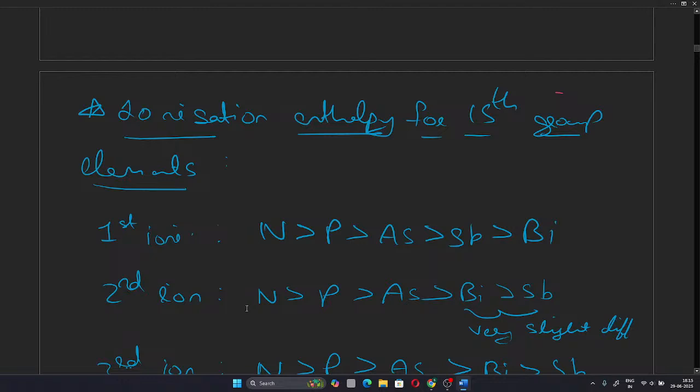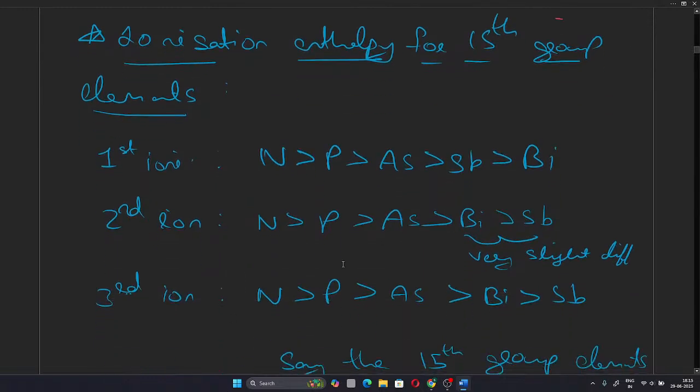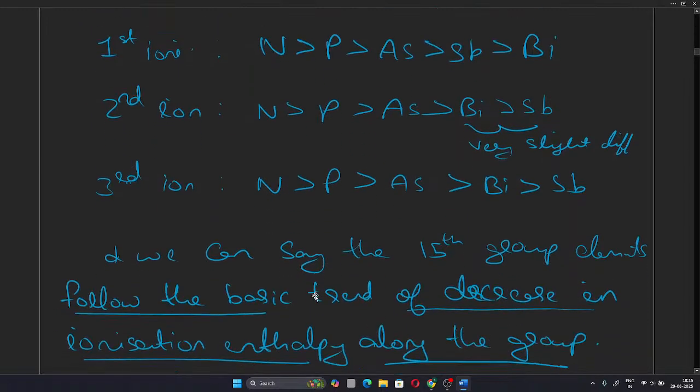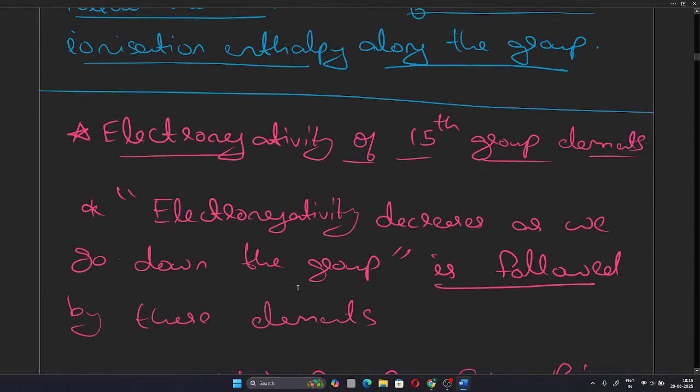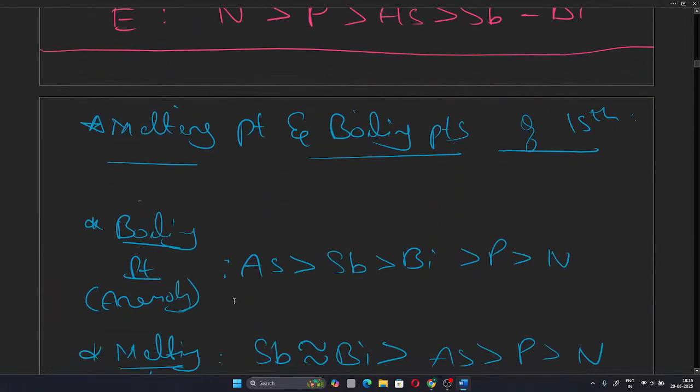Ionization enthalpy for 15th group elements: the first ionization enthalpy is highest for nitrogen, and it keeps decreasing as we go down the group, and this is similar for the second and third ionization enthalpy as well. Electronegativity of the 15th group elements decreases as we go down the group. It is followed by all these elements.